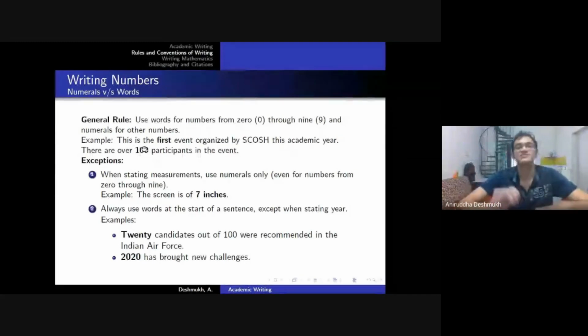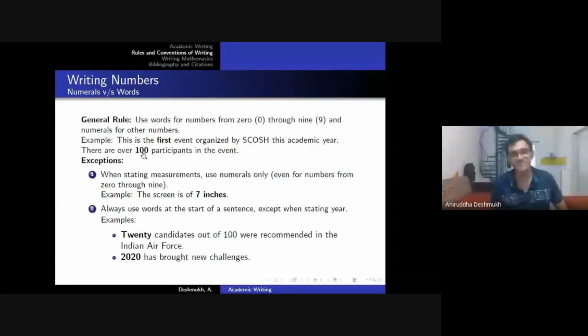However, there are certain exceptions to this rule. The first exception is that if you are stating measurements, then we have to use numerals only, even if the numbers range from 0 through 9. So suppose I want to say that my mobile screen is 7 inches, then I write it as the screen is of the numeral 7 and then the unit in which I am measuring, that is inches.